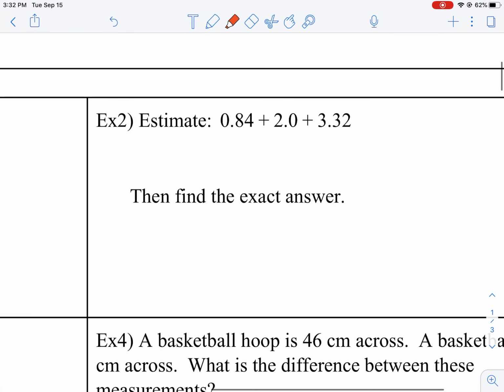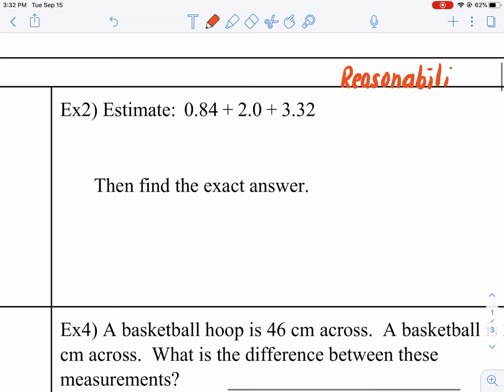Okay. In the second example, we're going to talk about estimation. And it's really important to learn how to do estimation correctly. The reason I say that is because a question might say, or I will ask in class or on a test, is your answer reasonable? And that's especially important when we're doing word problems. Is it reasonable? Reasonability.